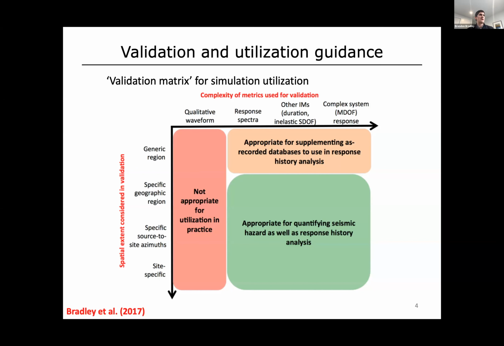And then in the upper portion, you can see the complexity of metrics that we use for validation, which ranges from historic inquisition using qualitative waveform comparisons, which are obviously useful for insight, but not for quantitative validation prediction. Conventionally used metrics like response spectra and other intensity measures such as duration, and then all the way through to complex system response, where we use multi-degree of freedom models of buildings or other geotechnical systems as essentially a surrogate for simple intensity measures that tell us the actual expected performance in these complex systems, albeit they're clearly not as generalizable as the simple measures such as response spectrum.